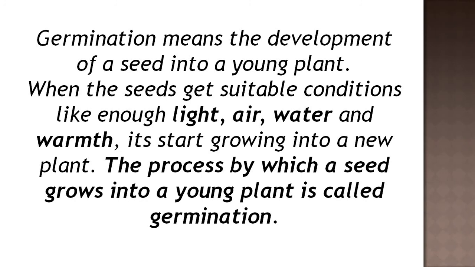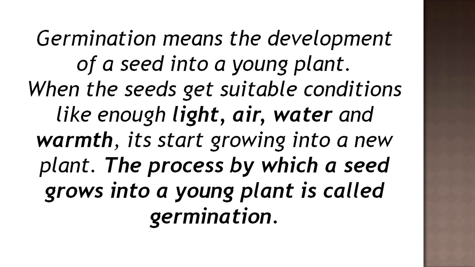This is germination. You know, children, plants produce a very large number of seeds, but all of them do not germinate. Some seeds may be immature, means not fully developed, or some may be eaten by animals, some are damaged, or some do not get fine conditions suitable for germination. So a seed can only germinate under a few conditions. These are, a seed needs light, air, water and warmth. Then only it will start growing into a new plant. So in short, the process by which a seed grows into a young plant is called germination.